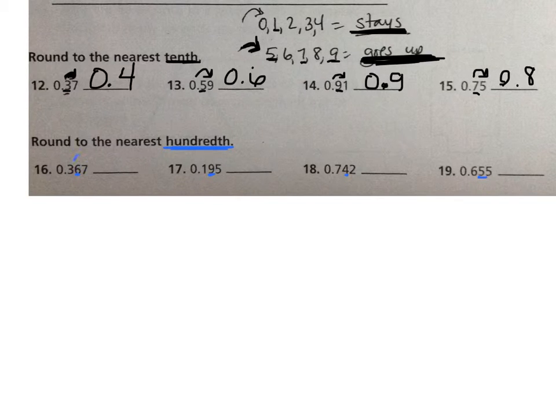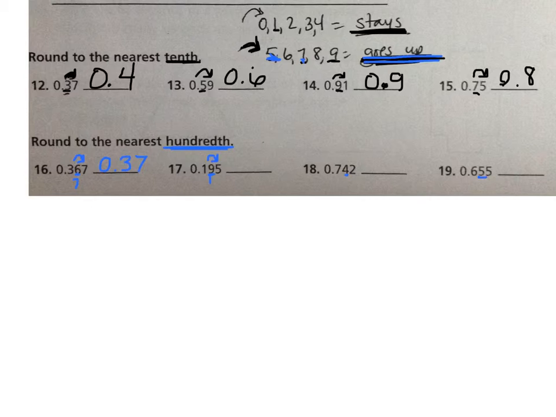I look to the right and it's a 7. If it's a 7, the underlined digit goes up. So that 6 is going to change to a 7. The 0 and the 3 are going to stay as they are. If I look to the right of the 9, it's a 5. It says a 5 goes up. So that 9 needs to go up.